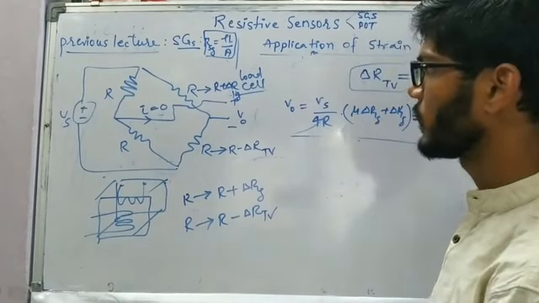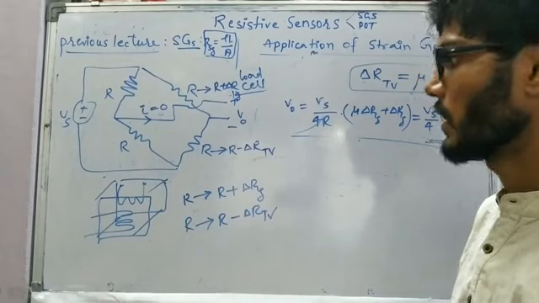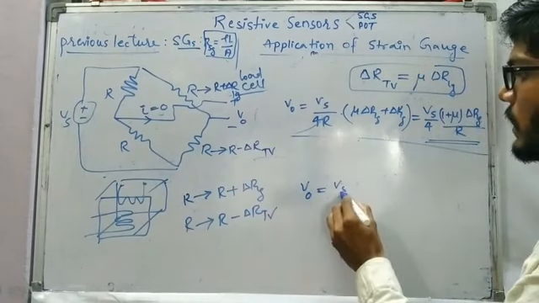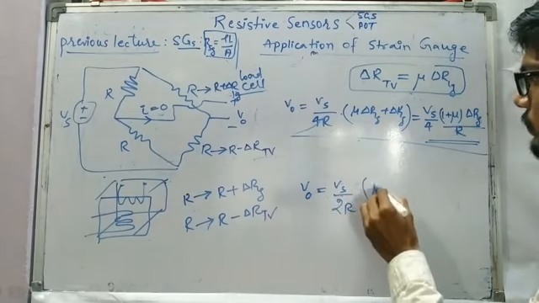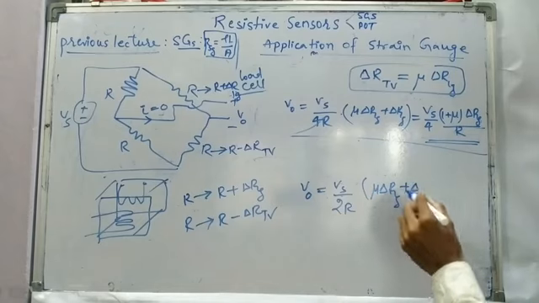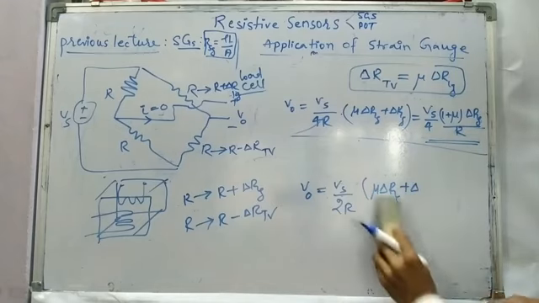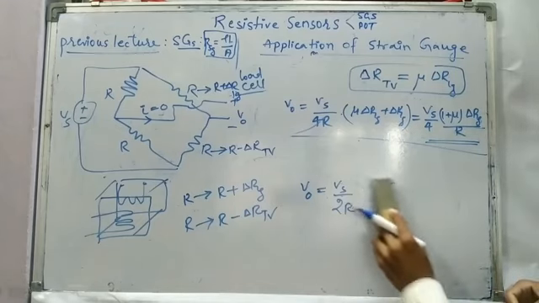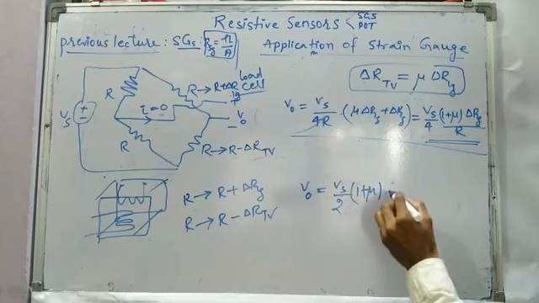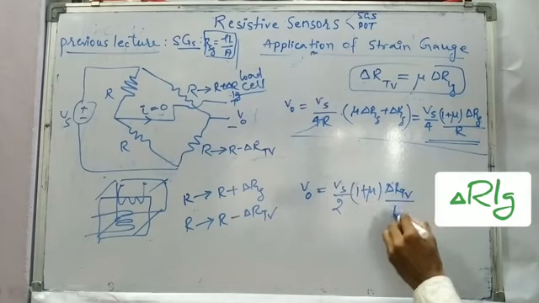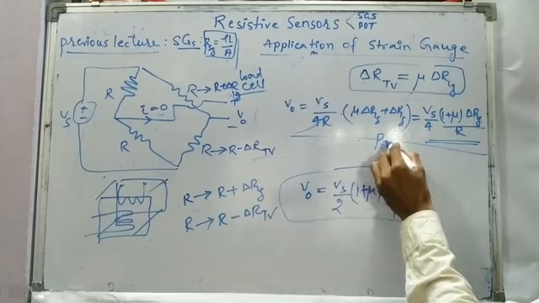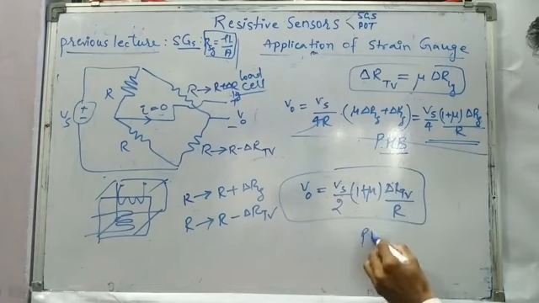If we do the same derivation again, we are going to come out with the formula Vs by 2R times delta R longitudinal plus delta R transverse. This will be simplified using the Poisson's ratio formula, so it will become Vs by 2 into 1 plus mu times delta R transverse divided by R. So this is Poisson's half bridge, and this is Poisson's full bridge.